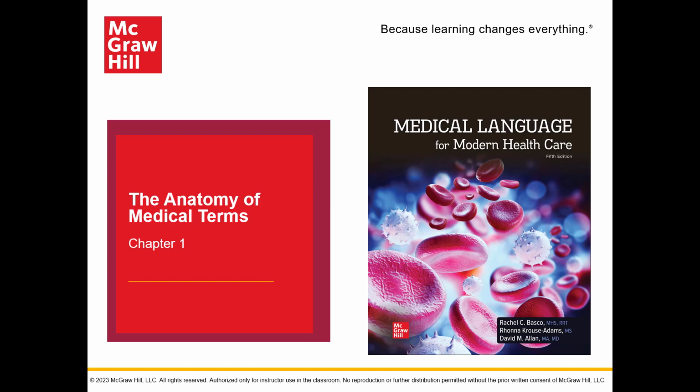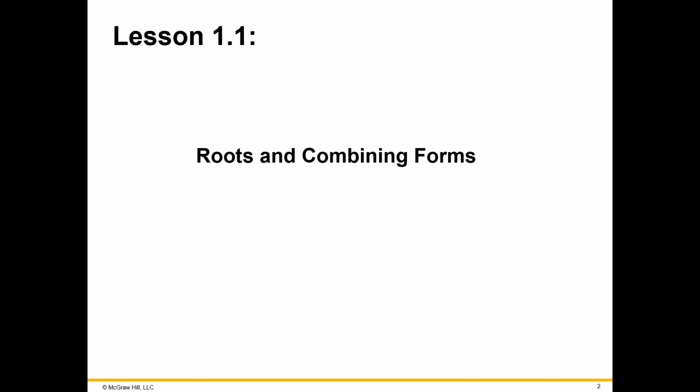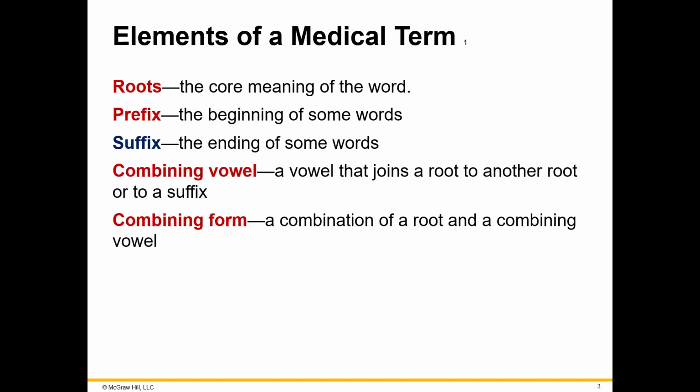Today we are going to cover the anatomy of medical terms. To begin with, we're going to start by going over roots and combining forms. Elements of a medical term consist of roots, prefix, suffix, combining vowel, and combining form. They don't all always have all of these components, but they will always have a word root since that is the core meaning of the word.